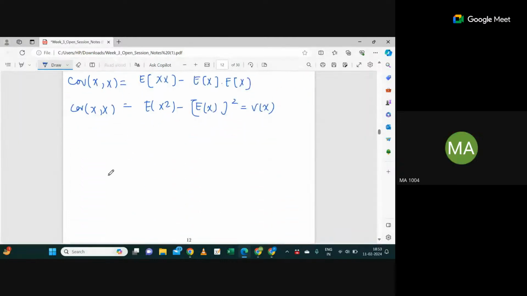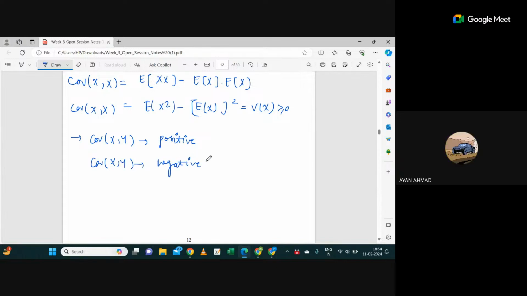So now from here, there are some properties. First of all, this covariance can be positive. See, variance will always be positive. Variance cannot be negative. This covariance can be negative. And if this covariance is 0, then I will say x and y are not linearly related.